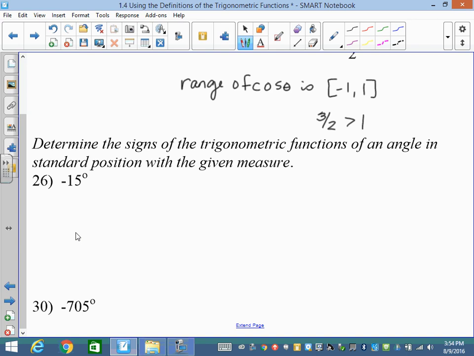Okay, next problem. Determine the signs of the trig functions of an angle in standard position with the given measure. So they just want to know the signs, no values, just the signs. What we're going to do is draw a coordinate plane of some sort here. And we have a negative 15-degree angle. Negative 15 is going to be down here somewhere.